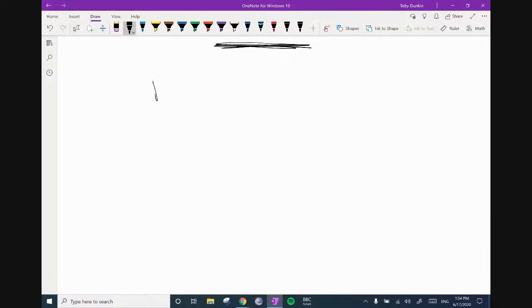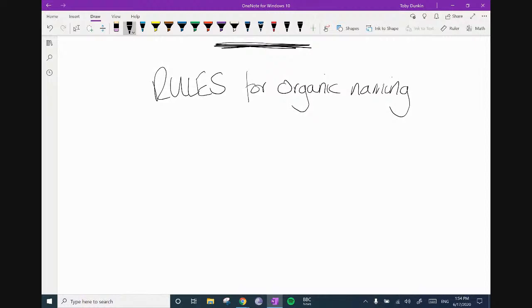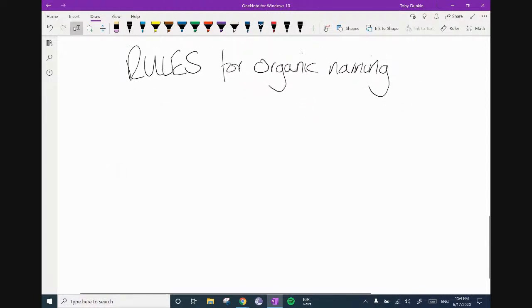Okay, so rules for organic naming. I think Ashley's now gone, which is fair enough. Rules for organic naming. Right, rule number 1.